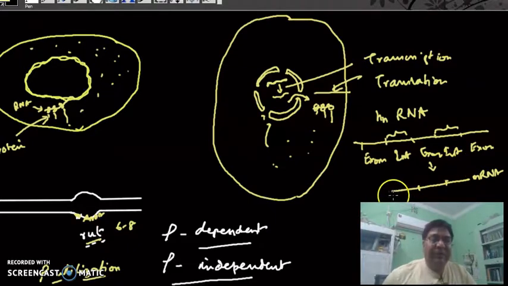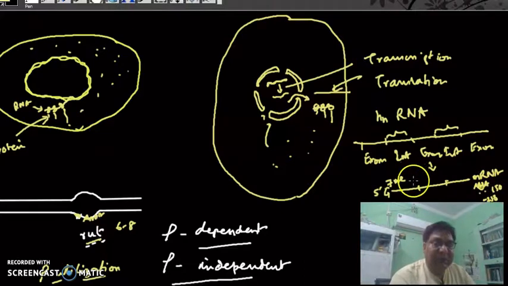Along with this, some end modification occurs, like at the 5' end, a guanyl molecule is added, and the 7th position of that molecule is methylated also. This is called the 5' cap. And at the 3' end, a stretch of about 150 to 250 nucleotide long A residues is added. This is called polyadenylation. These are end modifications. All these processes, end modification as well as splicing, are together called post-transcriptional changes or post-transcriptional modification.